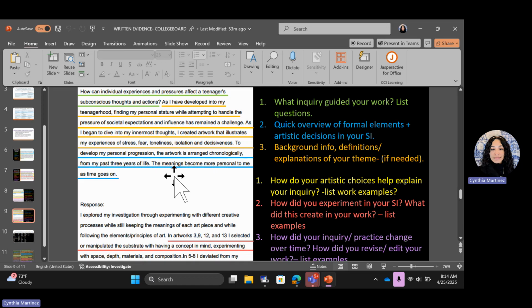The artistic choice was the student putting the artworks in chronological order from the past 3 years of their life. That was the cause. And because they did that, what is the effect? Well, the effect is that the meanings of the artworks became more personal. And again, it's showing the personal progression. It's showing the change over time.